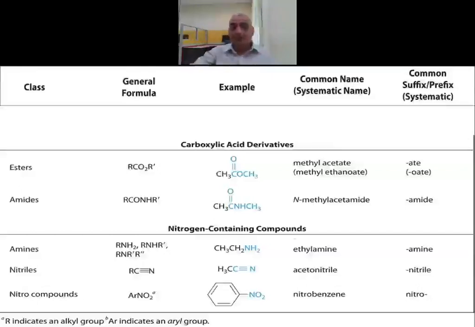Here we have 2 carbon atoms, so this is called ethylamine. Acetonitrile, and simply here we have benzene. If we replace the hydrogen with an NO2 group, this is called nitrobenzene.